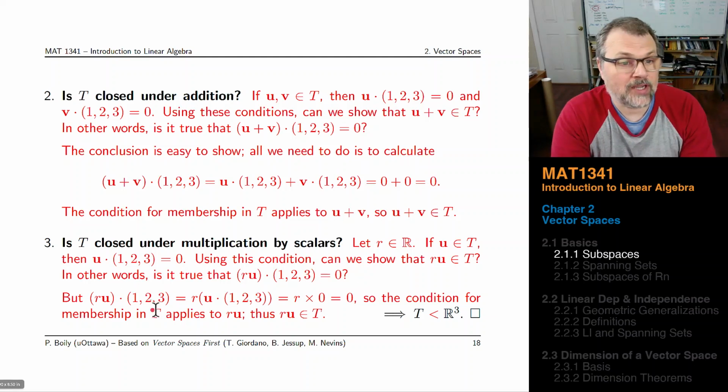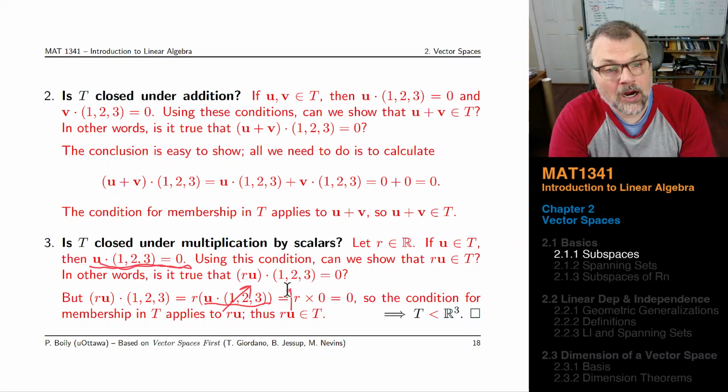But what's ru dot 1, 2, 3? By the rules of the inner product in R3, ru dot 1, 2, 3 is the same as r times u dot 1, 2, 3. And u dot 1, 2, 3 by construction, that's 0. I mean, that's what we've assumed here when we assumed that u was in T to start with. So this bit is 0. So r times 0 is 0.